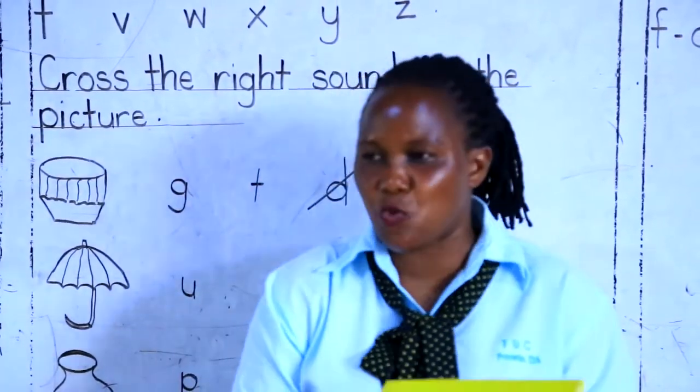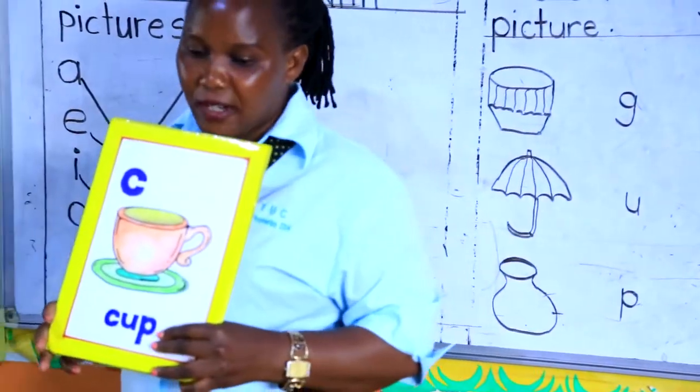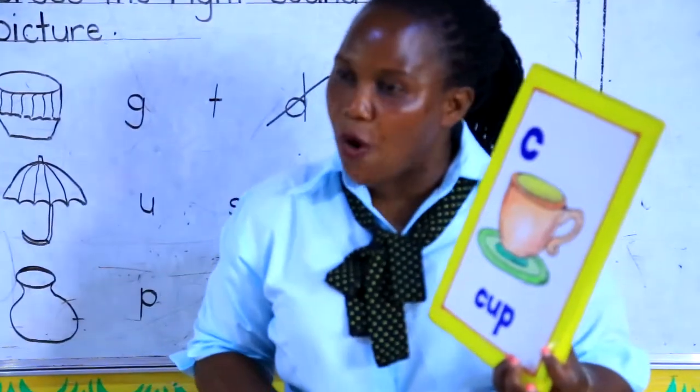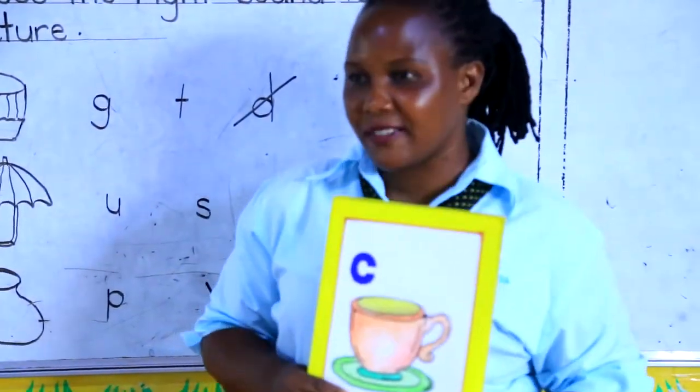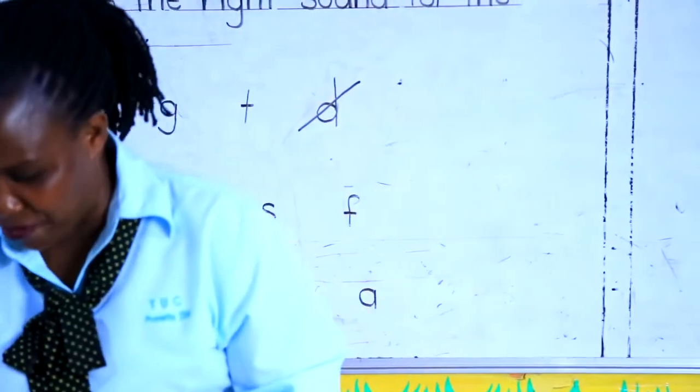When you look at this one, what sound is this? That is the sound. Very good. The sound has got a friend. What's the friend of the sound? Cup. Very good. Nice of you.